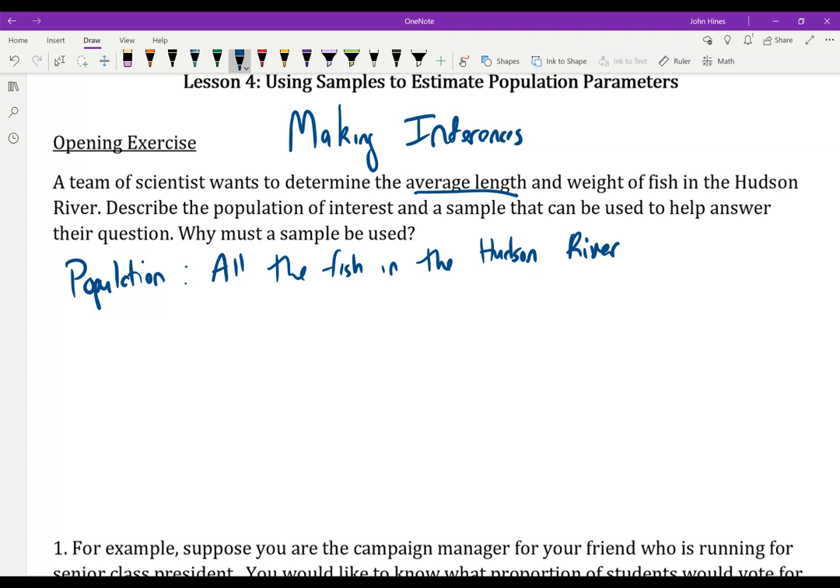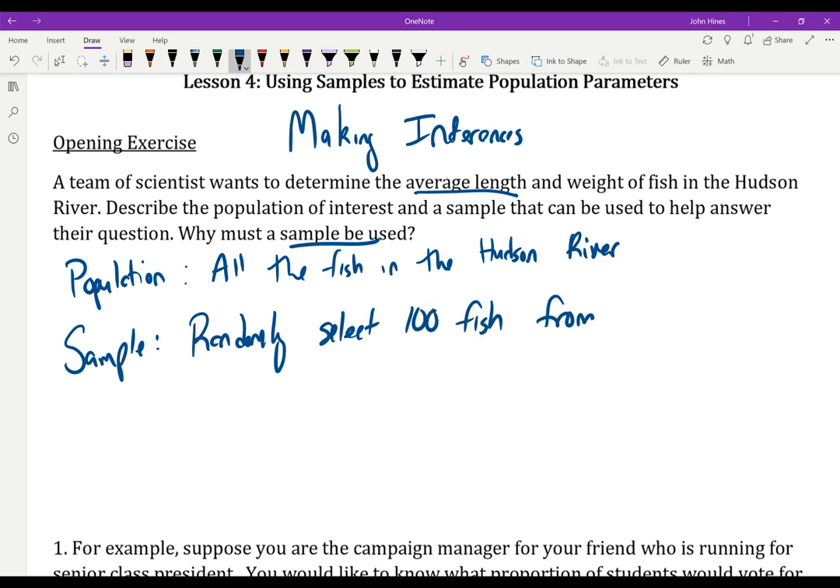That can't happen. Why must a sample be used? You physically cannot find every fish in the Hudson River. I mean, I guess you could, but you're not going to do that. So we're going to use a sample. Maybe randomly select, let's say, 100 fish from the Hudson River and find their length and weight.